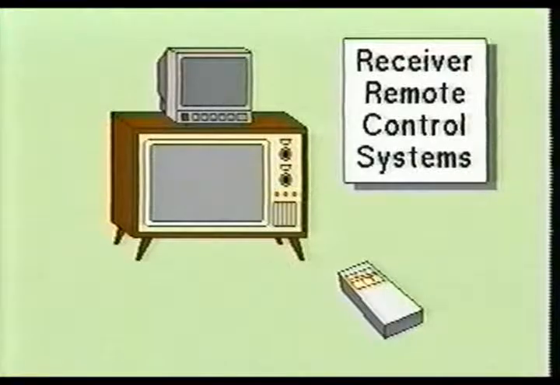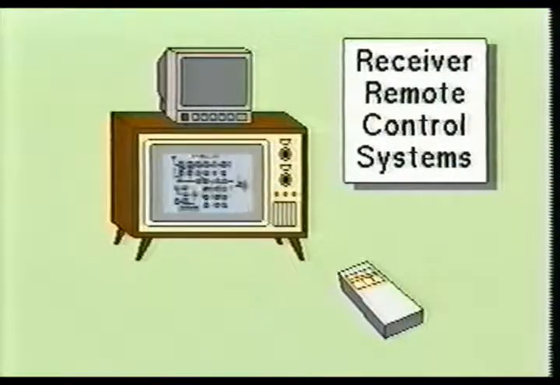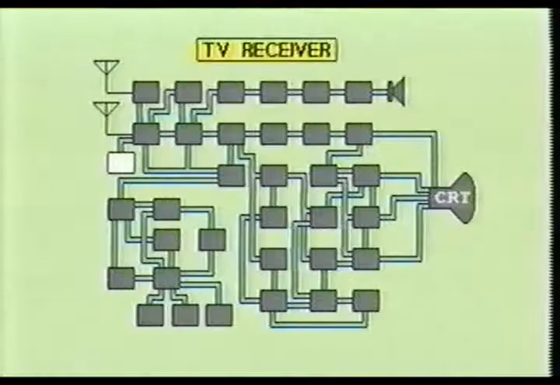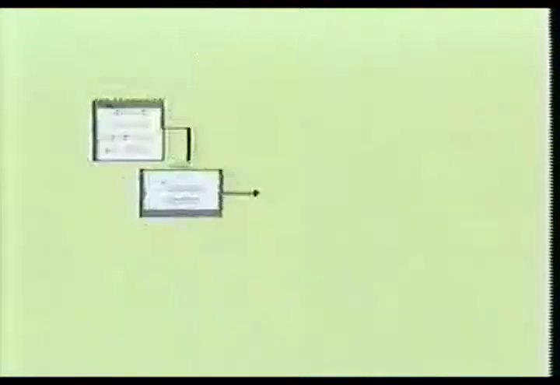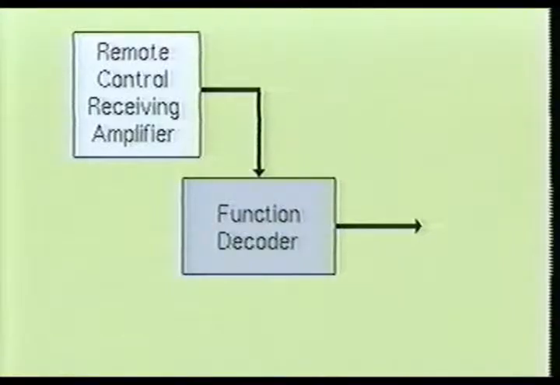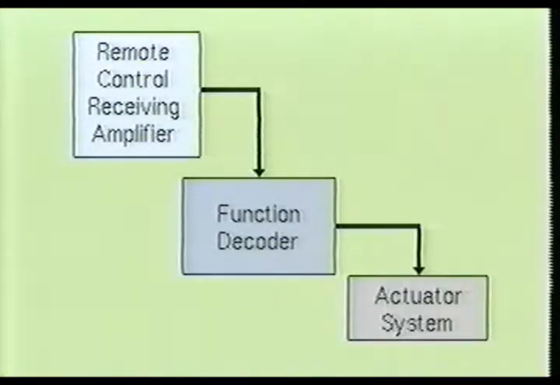The final portion of this video will focus on how the television set receives and acts upon the remote control signals. Most modern television sets designed with remote control functions will contain 2 additional stages in the TV block diagram. These are the remote control receiving amplifier string and the decoding section. You will find that the older television sets will contain yet another stage, which consists of an actuator system used to physically move the controls within the television receiver.